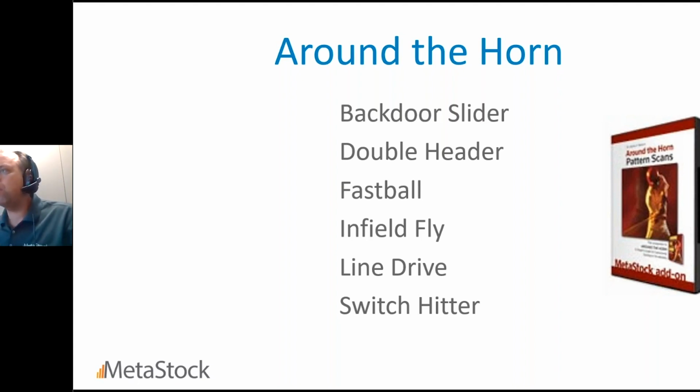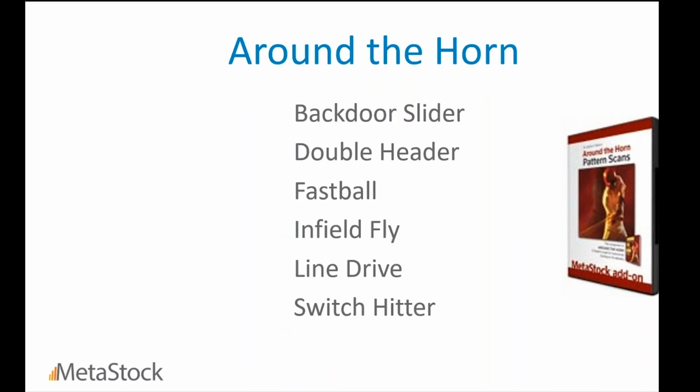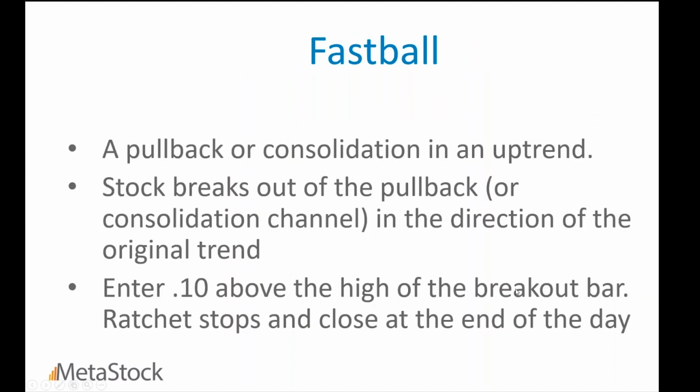And what I want to do is show you how these would be implemented in MetaStock. So for example, Adrian had talked a lot about the Fastball strategy. With the Fastball strategy, what we actually look for is a pullback or a consolidation in an uptrend. We look for stocks to break out of that pullback or consolidation channel in the original trend.